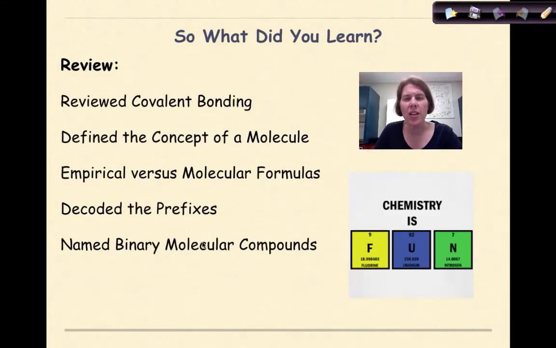So what did we learn in this little review? Well, we went over covalent bonding one more time. We defined the concept of a molecule again. We looked at empirical versus molecular formulas. We decoded the prefixes, looked at what you can use on table P and what you can't use on table P, and how we do represent the prefixes for 1 through 4. And finally, we wrapped it all up by naming some binary molecular compounds.